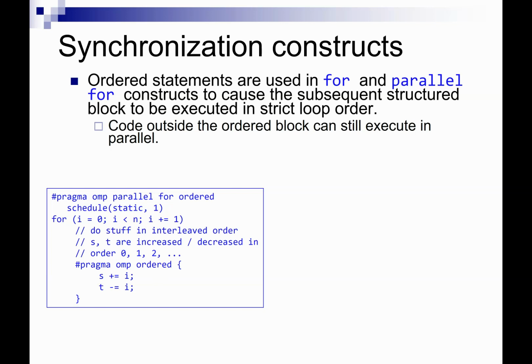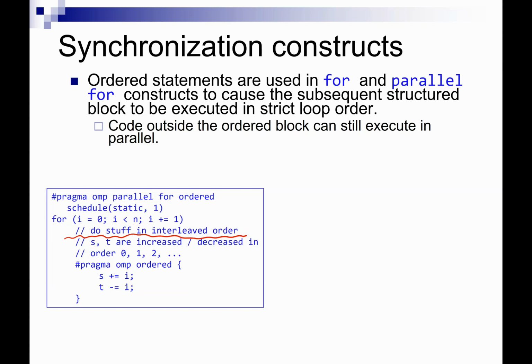So for example, in this example, if you have this parallel for and multiple threads, then this stuff up here will be done by multiple threads in parallel. However, the ordered part over here will always be done in the order of the iterations. The iterations are going from 0 to n, and so the increments and decrements to s and t will always be done in the order 0, 1, 2, and so on.